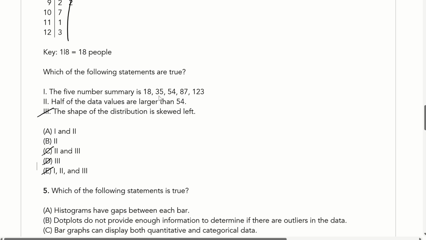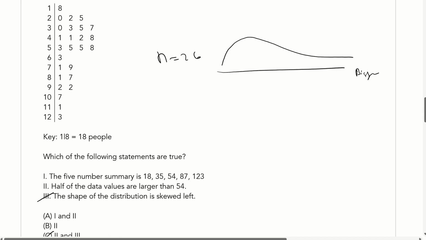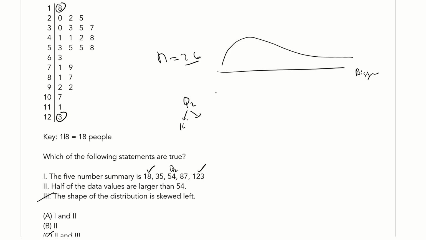The 5-number summary is 18, 35, 54, 81, 123. All right, so the minimum is 18, so that's good. The maximum is 123, so check for that. Let's do the second quartile, which is the median. So they said that there's 26 numbers, which means that the second quartile has to be between the, not the 16th, half of 26 is 13. So it has to be between the 13th and the 14th number. Okay, so we have to find them.